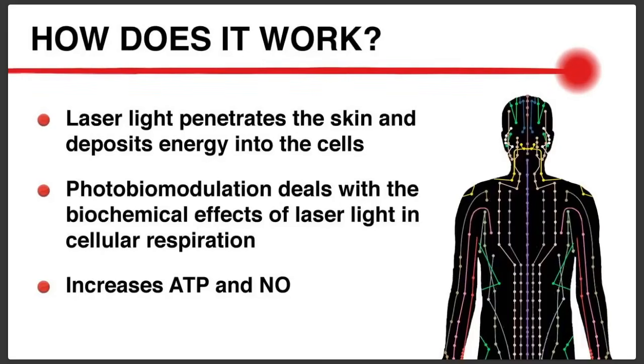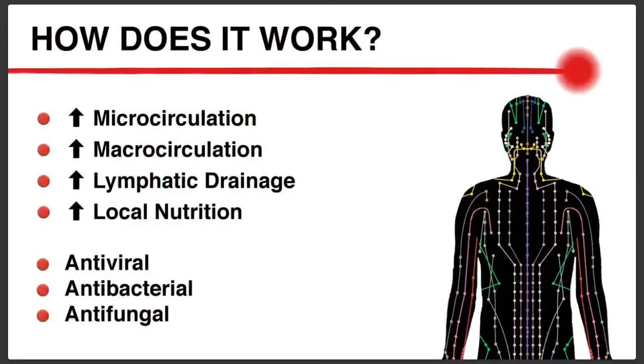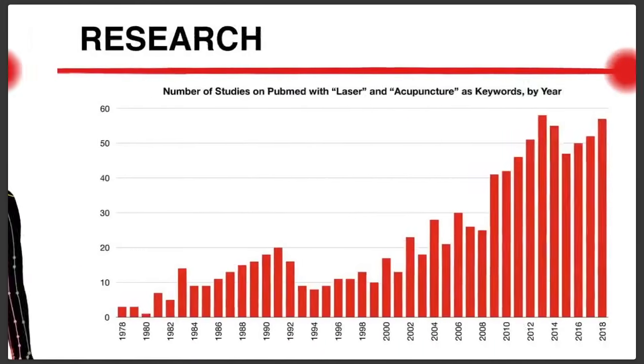So for example, the correct wavelength or color of laser light increases ATP production and nitric oxide production, along with many other effects. But even if you just focus on those two things, then you get a lot of good side effects. Increased micro and macro circulation, improved lymphatic drainage, improved local nutrition to the cells. It's also antiviral, antibacterial, antifungal if you use the correct wavelengths. And so when you talk about things like wound healing, surgery recovery, et cetera, these are some of the contributory factors that deal with why laser is so effective in those areas.